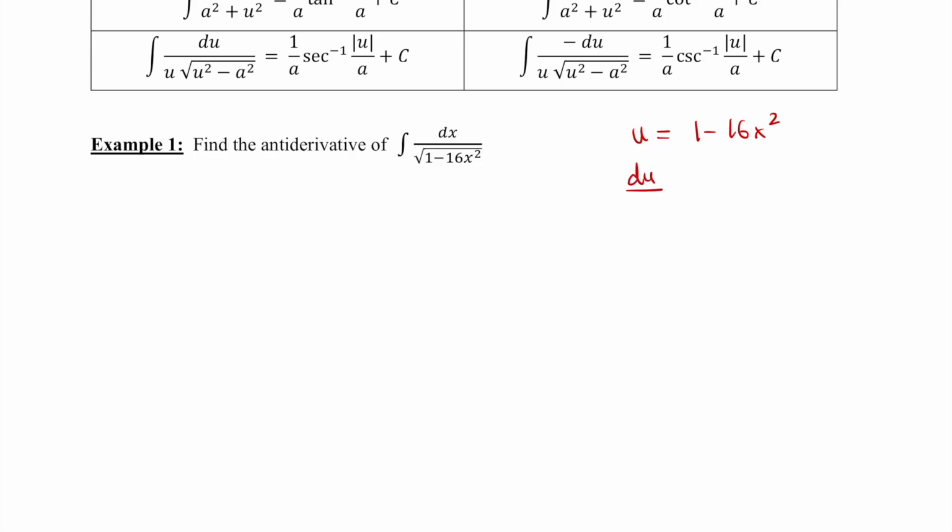du over dx is negative 32x, du is negative 32x dx. We don't have negative 32x dx. We don't have x dx. We only have dx, so substitution will not work for this problem.